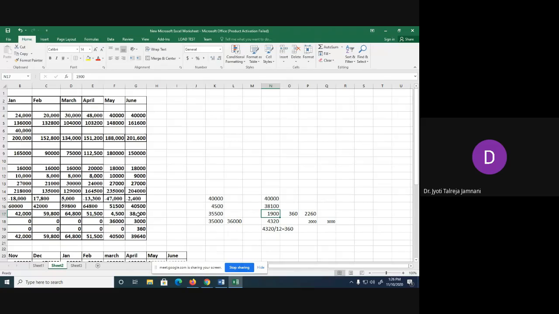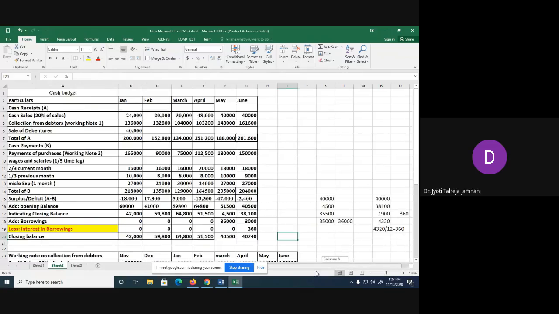Now if you find it, 38,100 plus 3000 is 41,100 minus 360 if you do, you will get 40,740, which is more than the minimum balance. So we have met the criteria that the company should have a minimum balance of 40,000. Just see every month closing balance is either 40,000 or more than 40,000. It is not less than 40,000. Did you understand this problem?